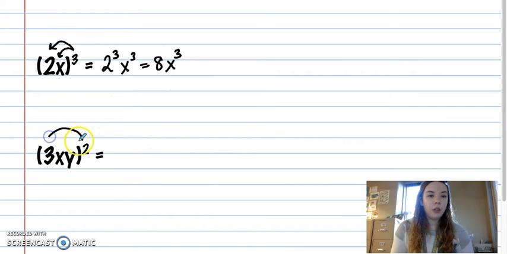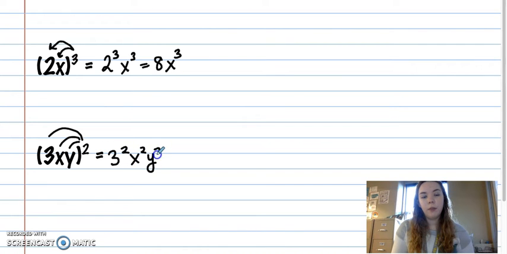Okay, here you have to take everything to the 2nd power. So you have 3 squared, x squared, and y squared. 3 squared is 9, so you have 9x squared, y squared. Okay, we do want you to simplify the numbers to an exponent because those can be simplified further, but variables can't, so you leave those alone.